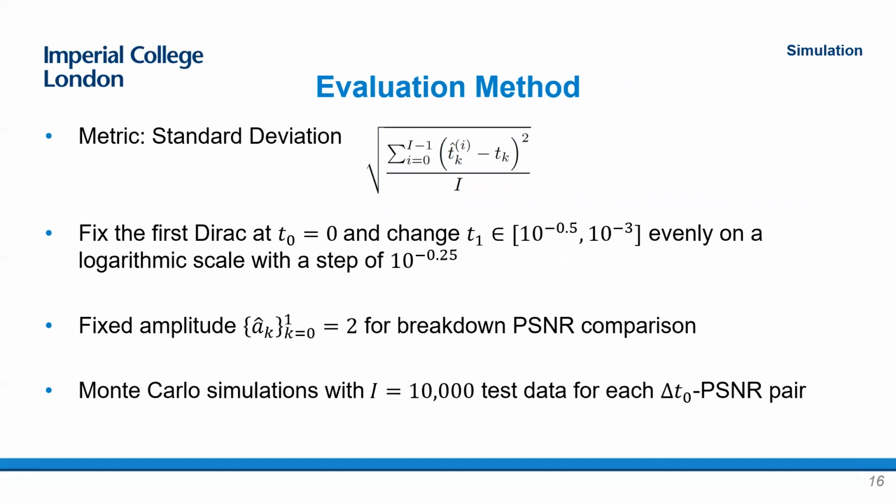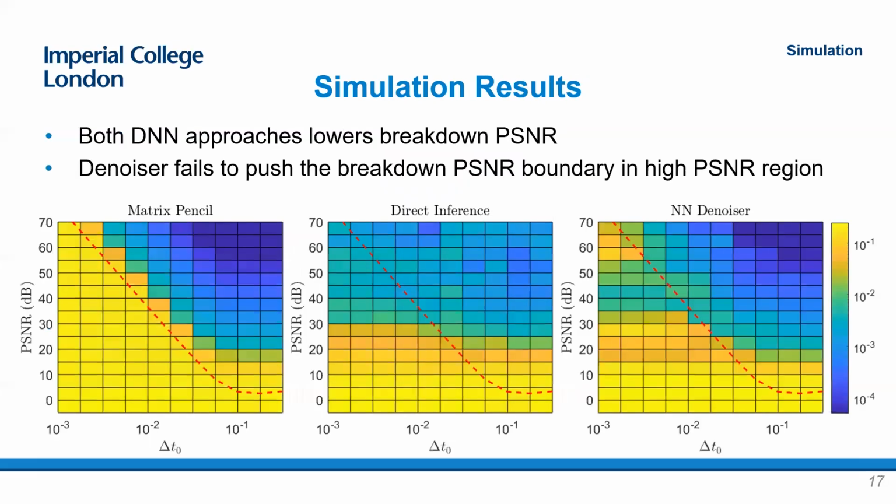This allows us to see where the limit is for the subspace method and whether the neural network-based methods can overcome it. To evaluate both methods, we use the standard deviation of the estimated location with respect to the actual location. We fix the first Dirac at t equals 0 and change the location of the second Dirac from 10 to the power negative 0.5 to 10 to the power negative 3, evenly on a log scale with a step of 1/4. To allow us to compare with the breakdown PSNR bound shown before, we set the amplitudes of the Diracs to both be 2. By performing the Monte Carlo simulations with 10,000 test data for each distance, we obtain the following results.